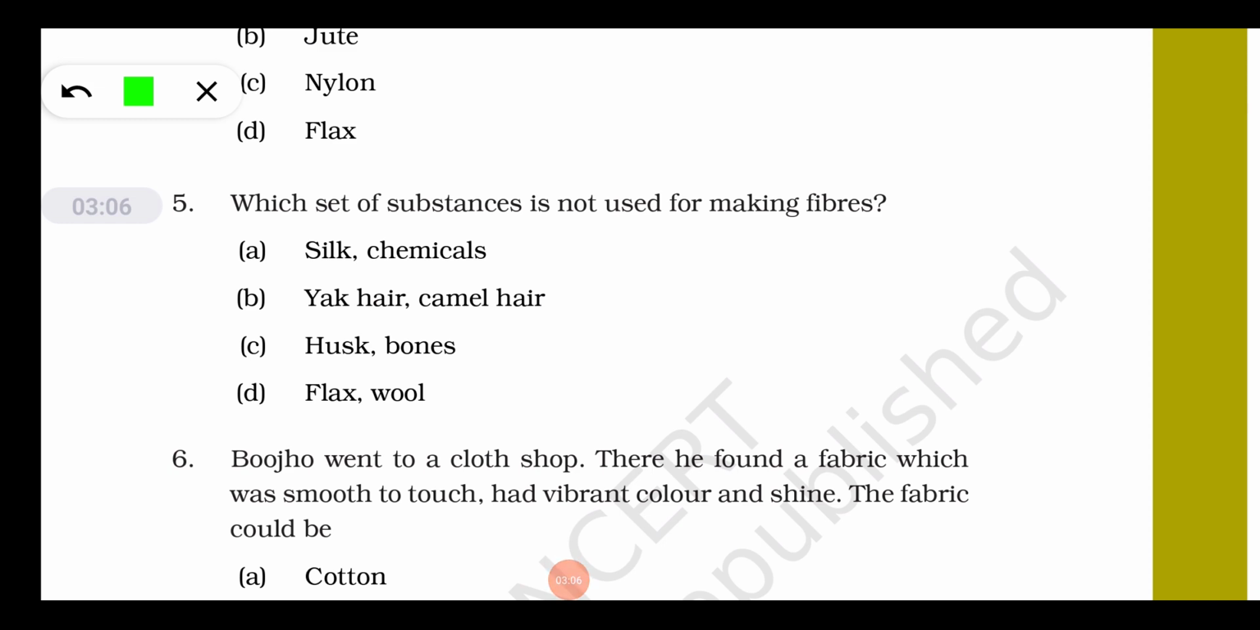Question number 5. Which set of substances is not used for making fibers? See, silk and chemicals is used for making fiber. Yak hair and camel hair, again fibers are made from these. Flax and wool, from here also we get fibers, but husk and bone is not used for making fiber.